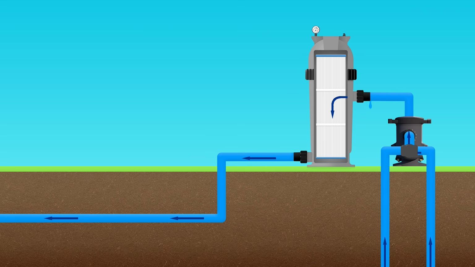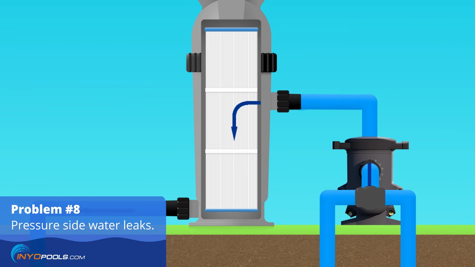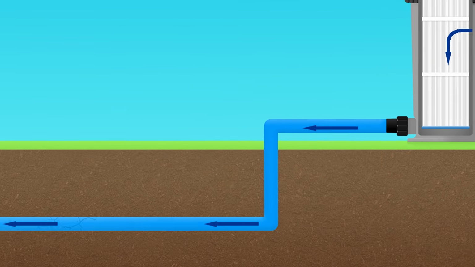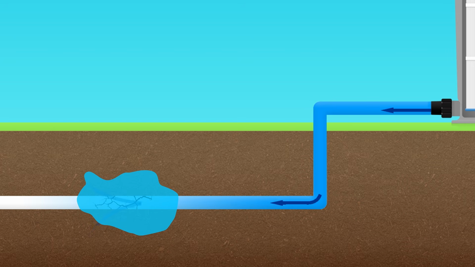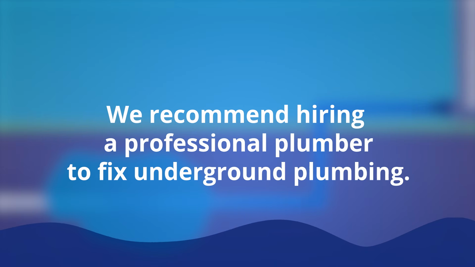Another source of low water pressure can be pressure side water leaks. Water leaks around the pool equipment are generally small and won't cause a significant drop in pressure. However, a water leak in your underground pool plumbing could reduce the flow from your return jets. If you need to regularly add water to your pool or the ground around your pool stays moist, then there's a possibility that you have a pressure side water leak. We recommend hiring a professional plumber to fix underground plumbing.